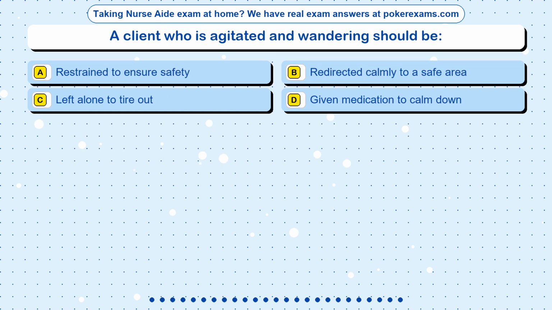Question 14. A client who is agitated and wandering should be option A, restrained to ensure safety, option B, redirected calmly to a safe area, option C, left alone to tire out, option D, given medication to calm down.